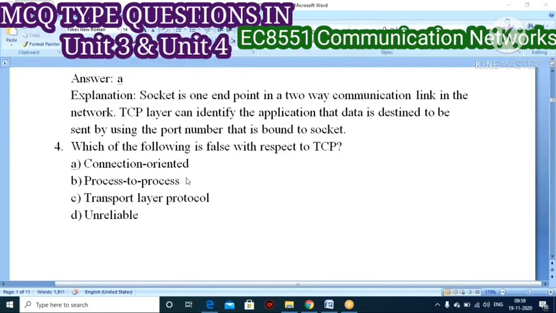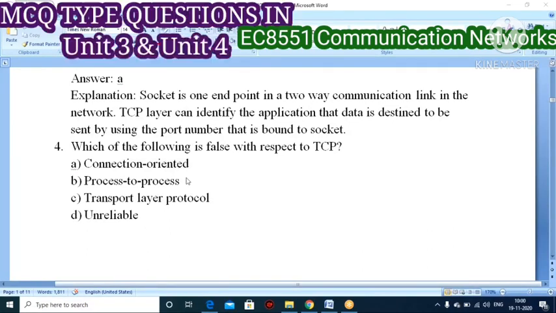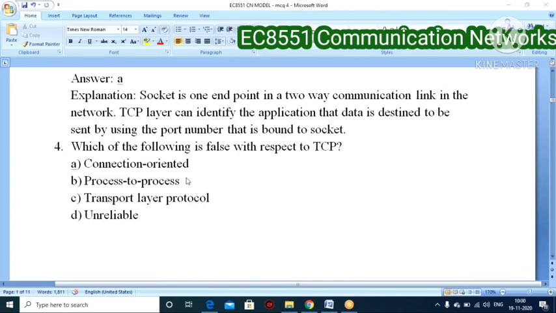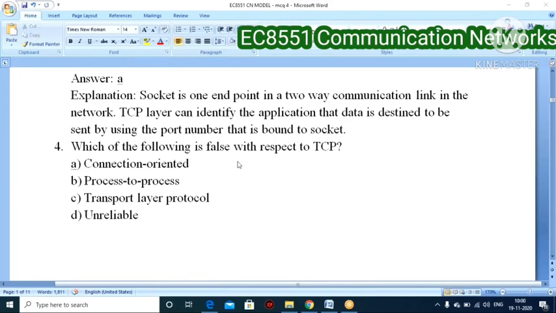Next question. Which of the following is false with respect to TCP? Option A, connection oriented. Option B, process to process. Option C, transport layer protocol. Option D, unreliable protocol. So which of the following is false? See the question: false statement, not true.